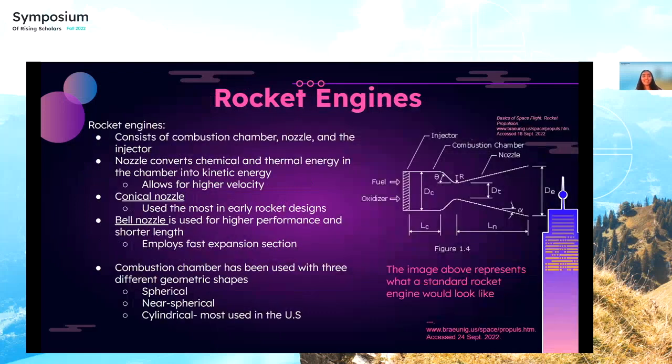So rocket engines usually consist of a combustion chamber, a nozzle, and an injector. The nozzle converts chemical and thermal energy in the chamber into kinetic energy, which allows for higher velocity.